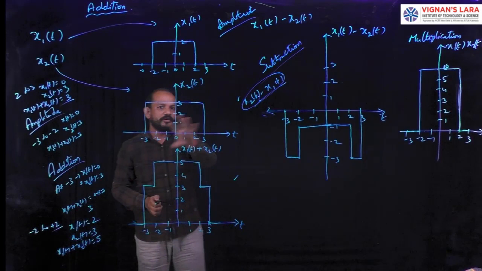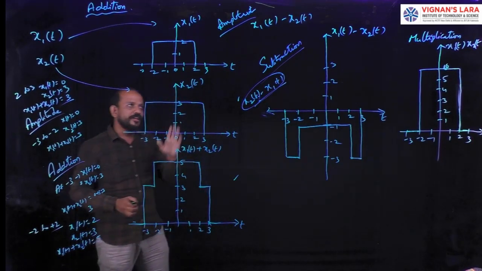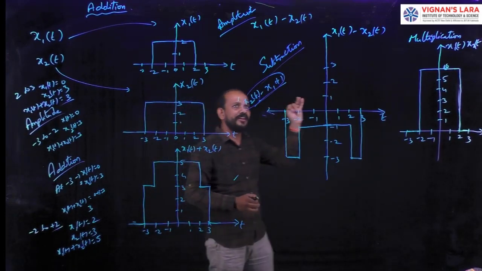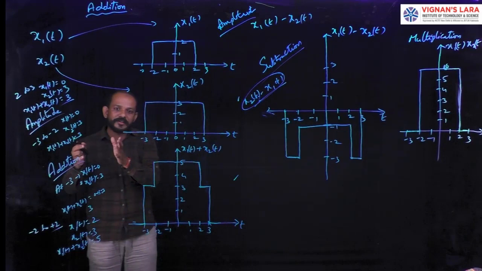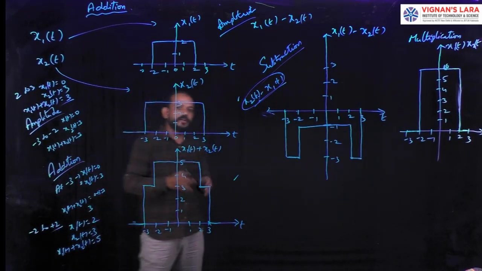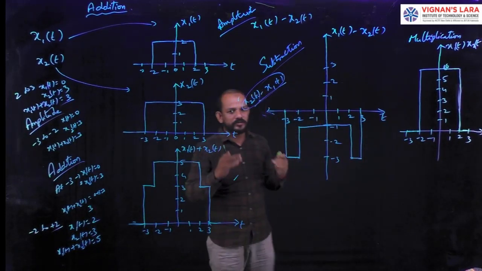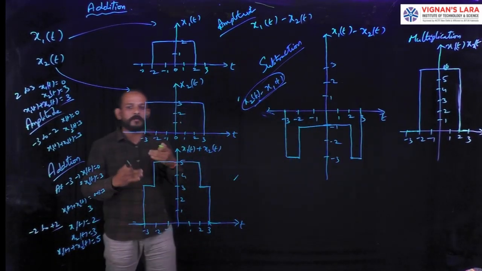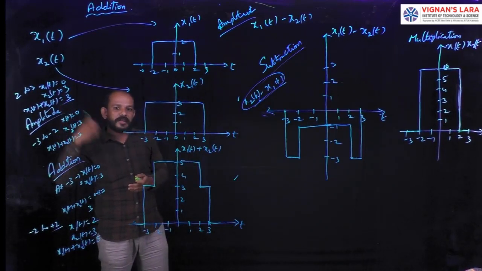That is, in all the cases, the change is with respect to amplitude only, because the operations addition, subtraction and multiplication will be performed with respect to the parameter amplitude. So the changes will occur only with respect to amplitude, and there are no changes in time. The time changes will occur whenever we perform operations on time, like time scaling, time shifting, time reversal.